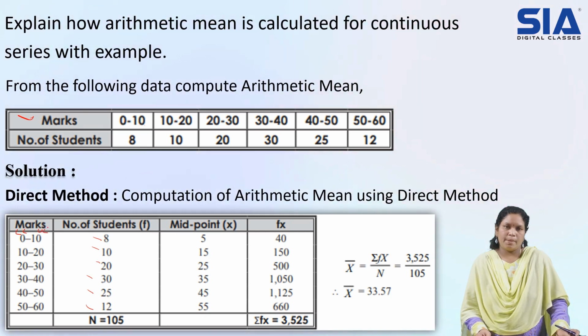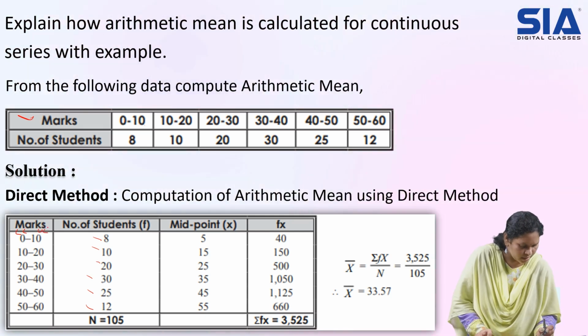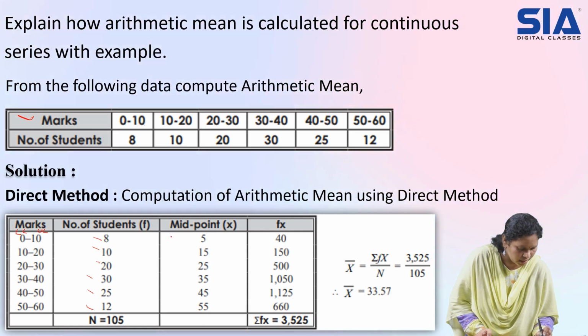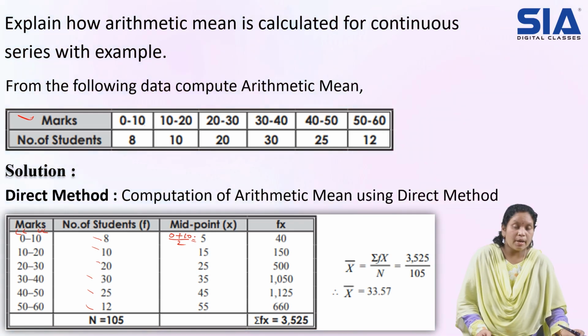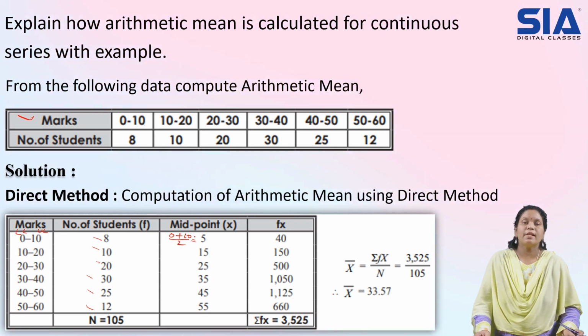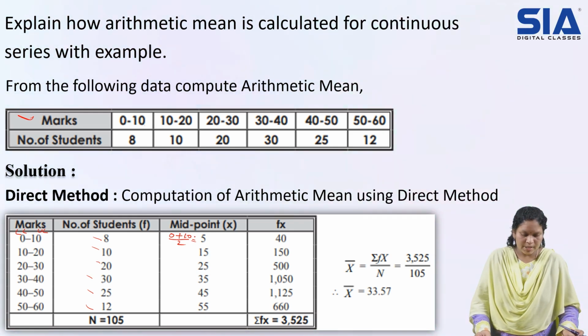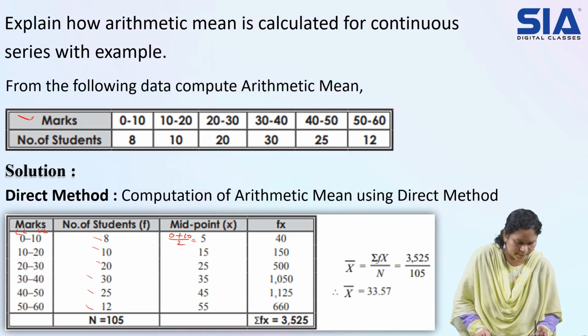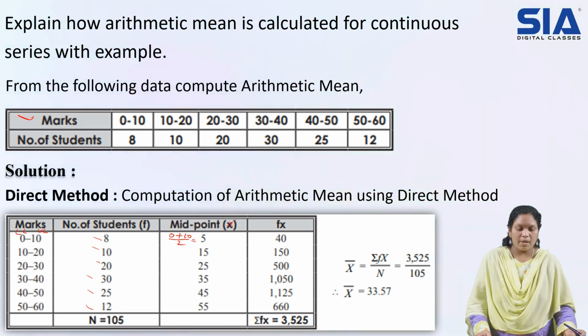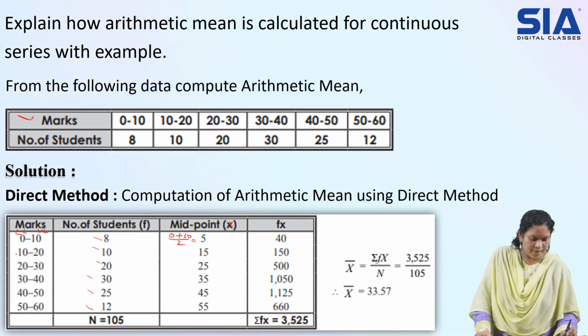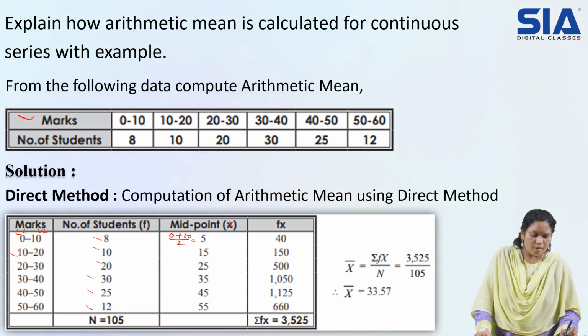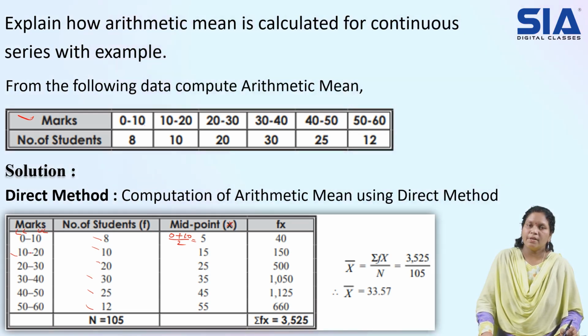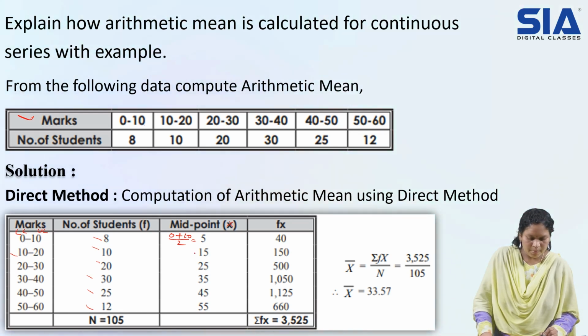So upper limit and lower limit, you add both up. Check how the formula goes on: lower limit plus upper limit, 0 plus 10 by 2, so 10 by 2 is nothing but 5. In that way, we'll get the midpoints. For midpoints, take the notation as x, so that we can go for the formula. Like that, for each and every class interval, add up both the upper limit and lower limit, divide by 2, and you'll get the mid values.